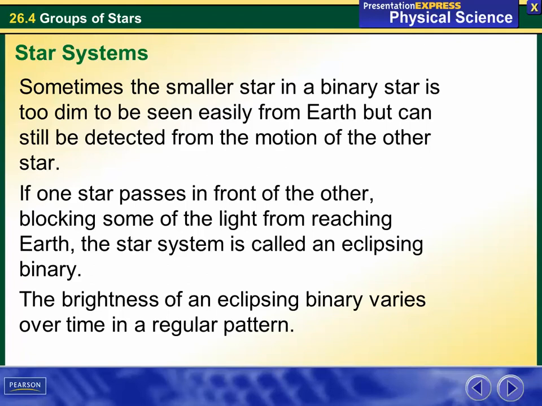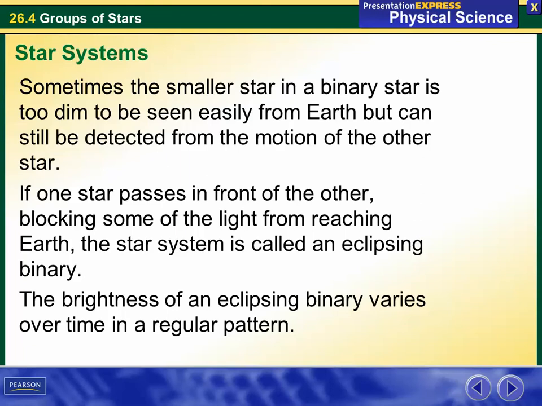The brightness of an eclipsing binary varies over time in a regular pattern. So we can notice that here's a time where it's very dim, so there must be something obstructing our view, and then all of a sudden it's bright again, so now it's not obstructing our view. So we can map out when those eclipsing binaries are going to be seen.